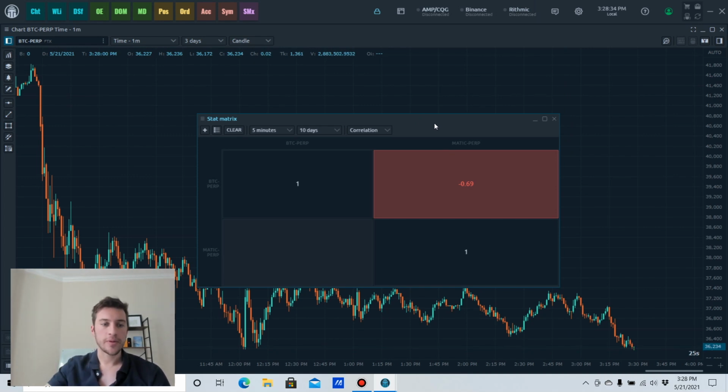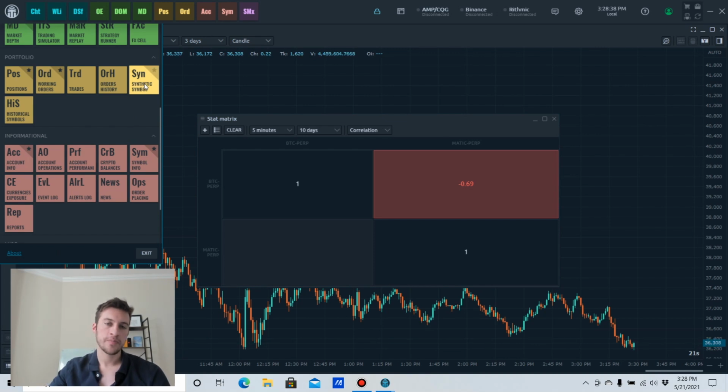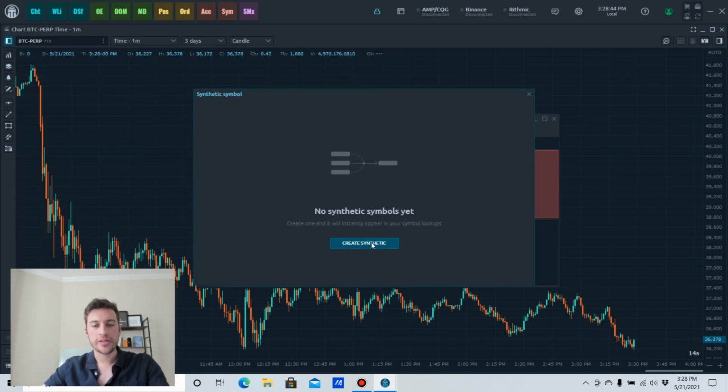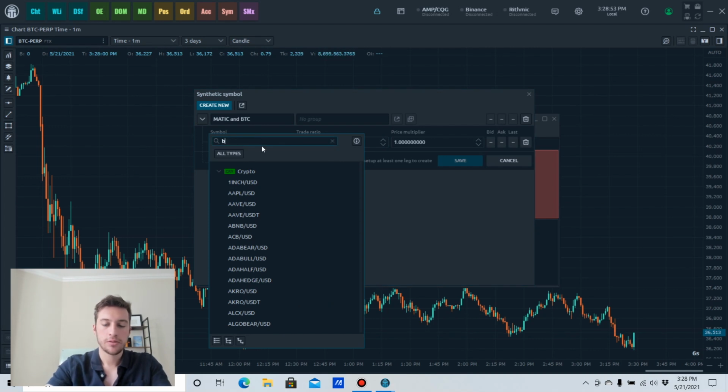What can we do with this information? Well, that's where I bring you to round 2, which is synthetic symbols. This is where we can actually begin to construct a portfolio or just get a good trading strategy together. So if we click this, I'm going to click Create Synthetic. I'm going to say Matic and BTC. And let's add both coins.